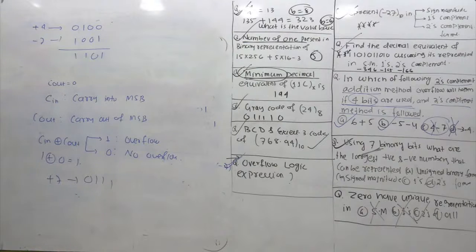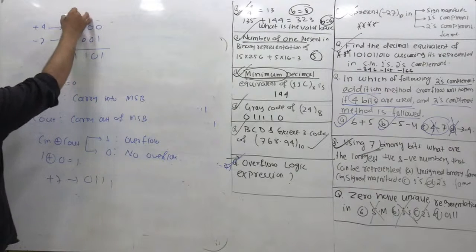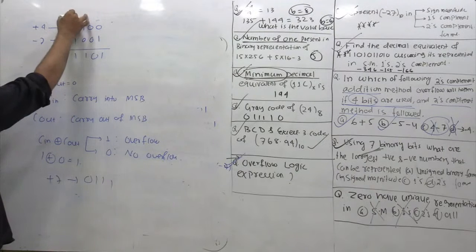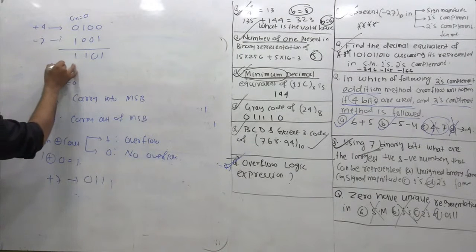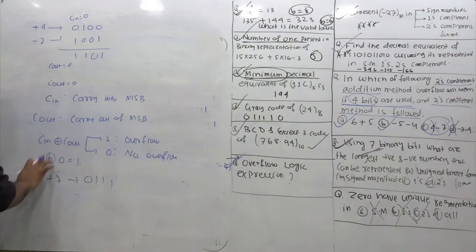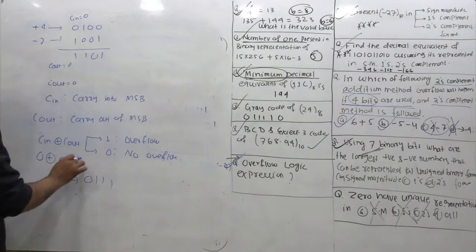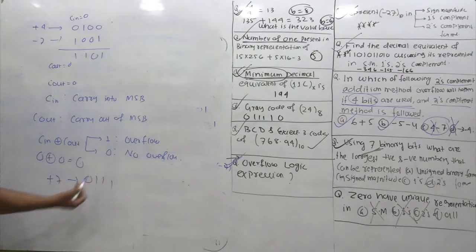So I am claiming in this case there is no overflow. How? Because if I see here, are you getting any carry to this? No. So Cin is 0. And I don't see any carry coming out of this either. So basically Cout is also 0. So if both Cin and Cout are 0, then 0 XOR 0 is again 0. If it is 0, then there is no overflow. So in this case there is no overflow.